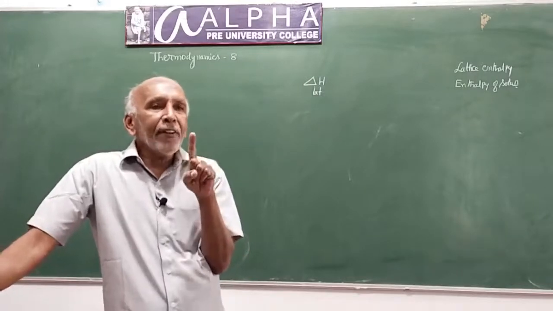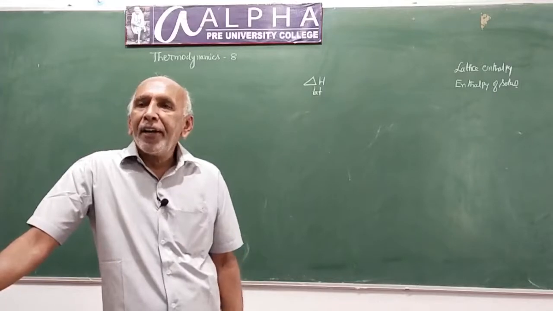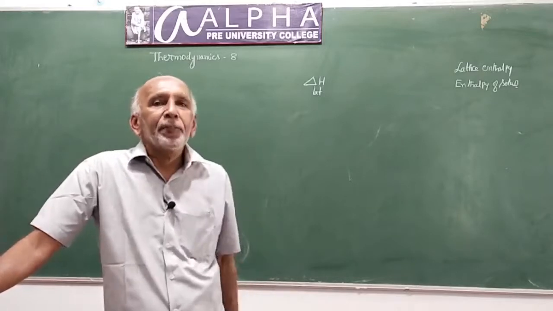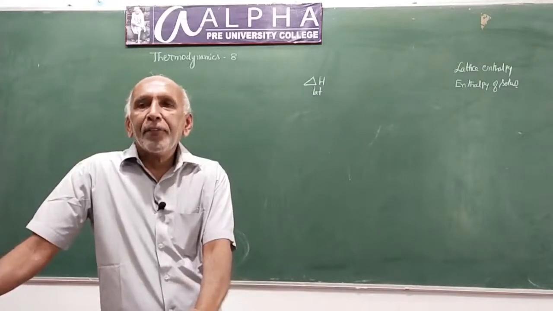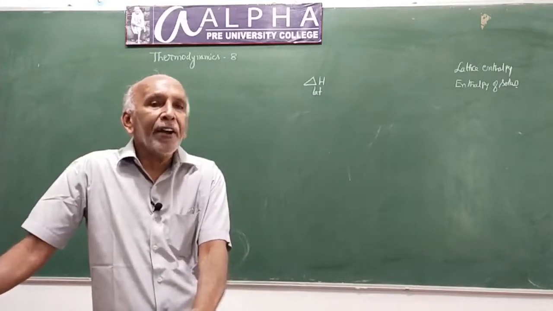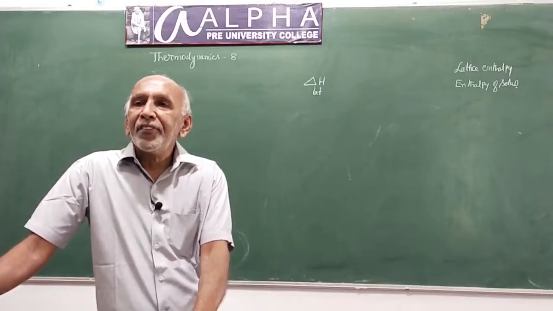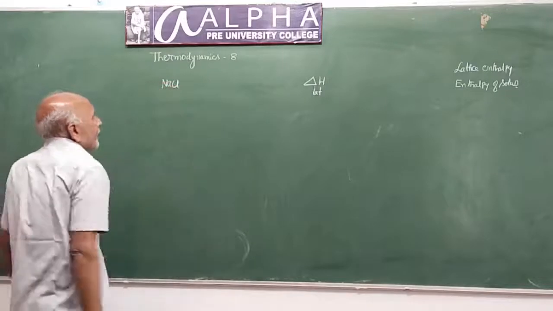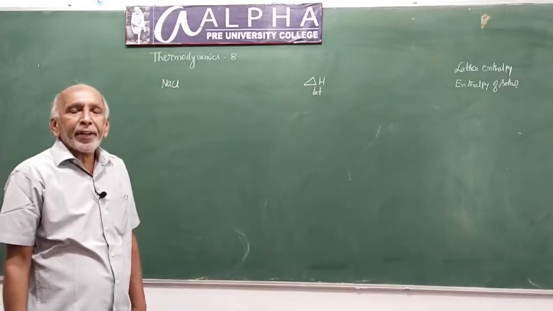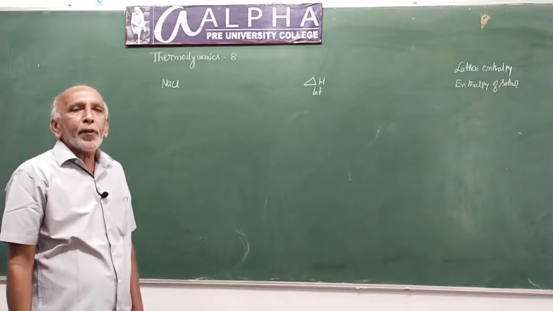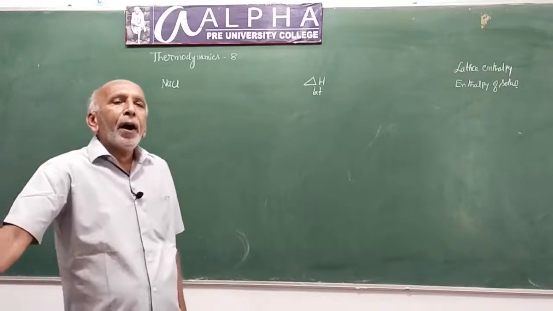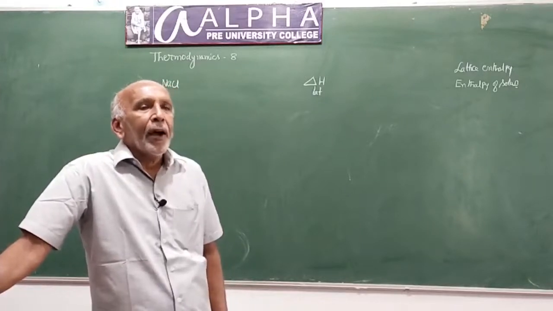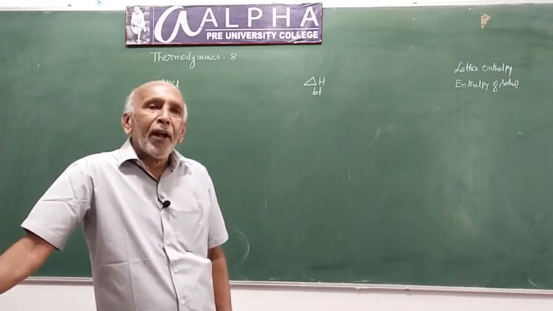What is lattice enthalpy? It is the enthalpy change which occurs when 1 mole of an ionic compound in its gaseous state dissociates, breaks into its constituent ions in the gaseous state. For example, sodium chloride. Sodium chloride is a crystalline solid made up of sodium ions and chloride ions. Ions are the species carrying either positive charge or negative charge and made up of an atom or group of atoms.